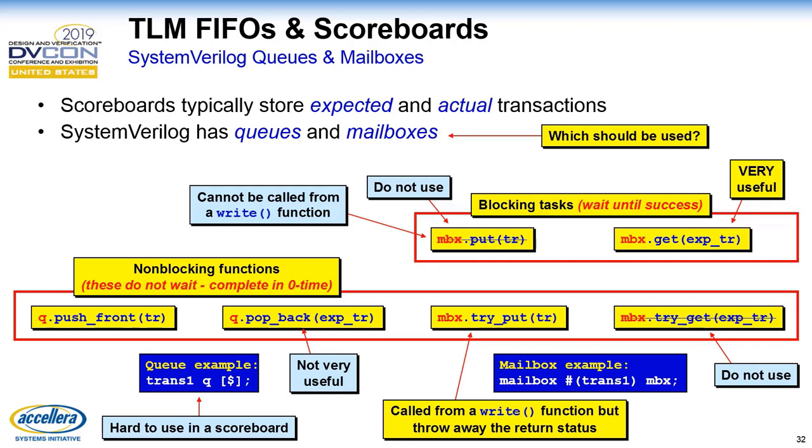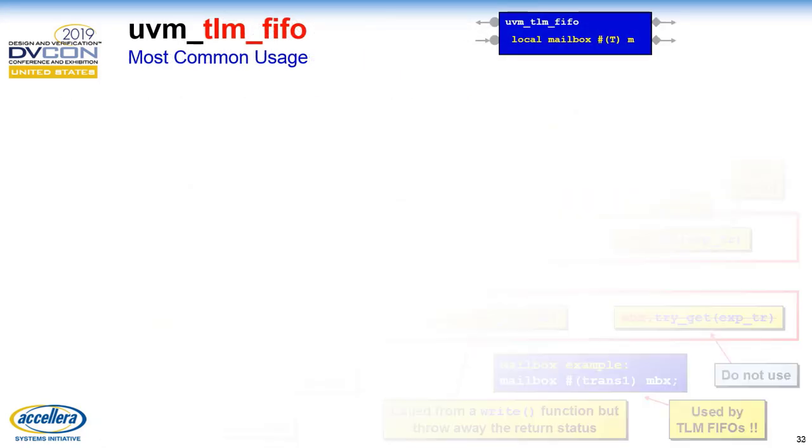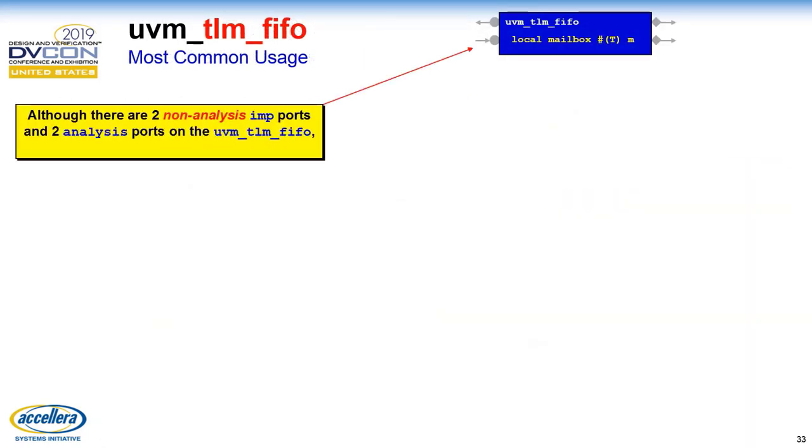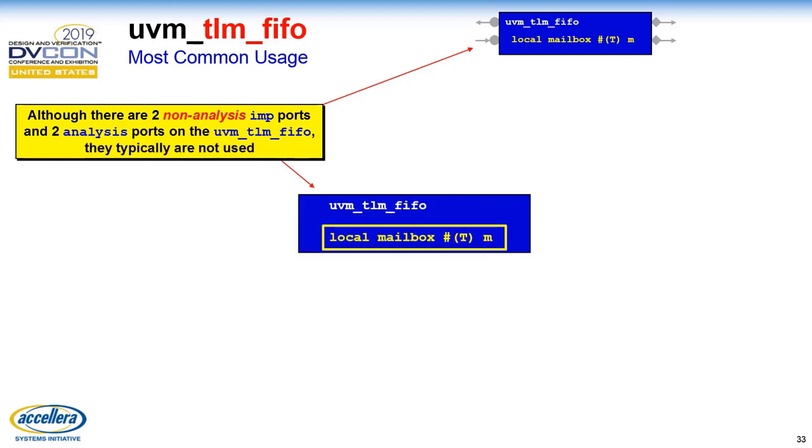Okay. These mailboxes are used by your TLM FIFOs. And so when you get into the TLM FIFO, you've got the TLM FIFO base, then TLM FIFO, and TLM analysis FIFO. And the TLM FIFO already has 4 ports built into that TLM FIFO, and typically we don't use any of them. They're there, but we typically don't use them.